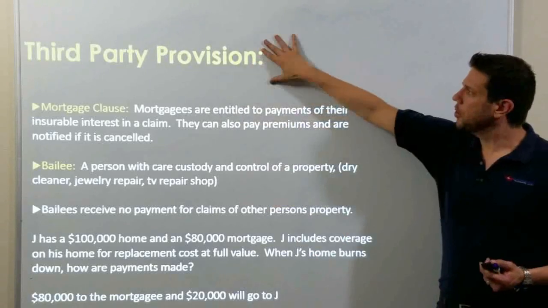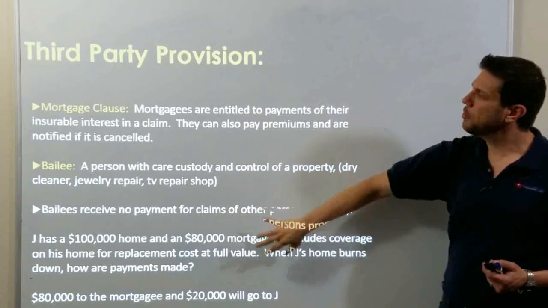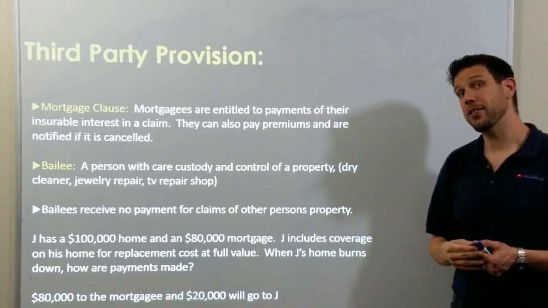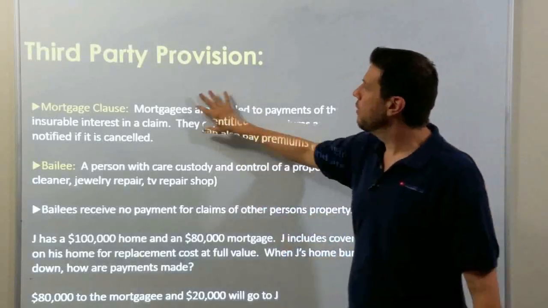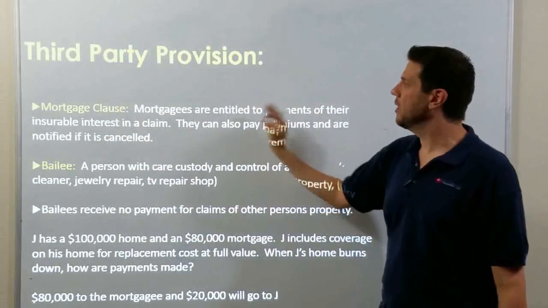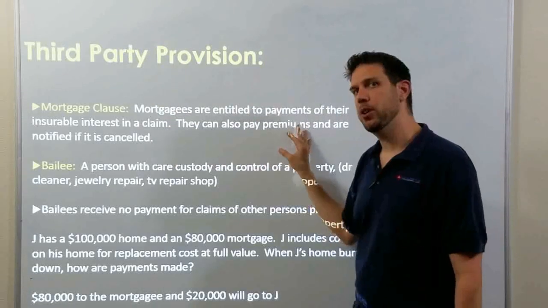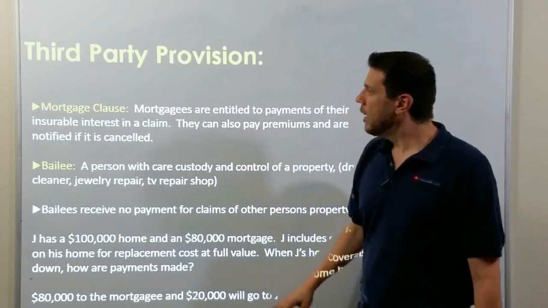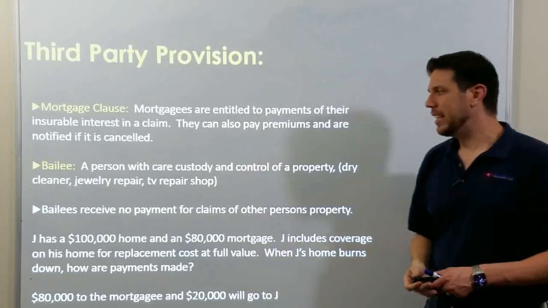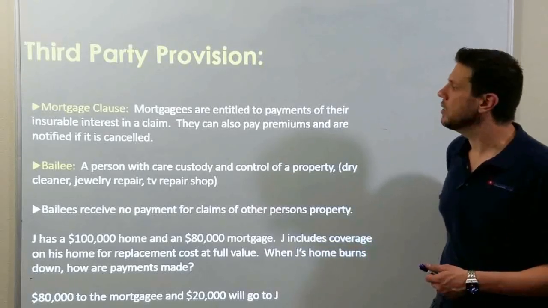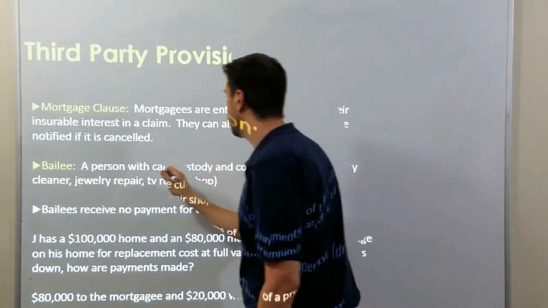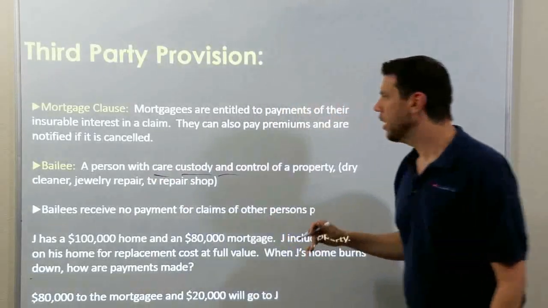Next thing we have are third-party provisions. These are not super important, but they could be on your test. They're very simple. If you have a mortgage company, the mortgage company is an additional insured. They get paid first if your house burns down. The next word we have is a bailee. A bailee is somebody who has care, custody, and control of your stuff.